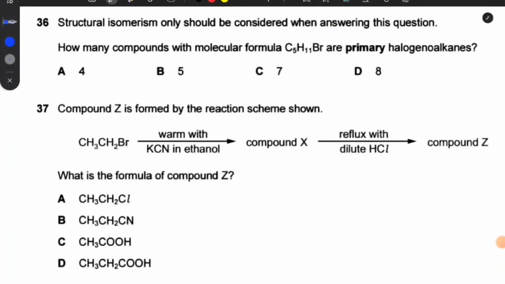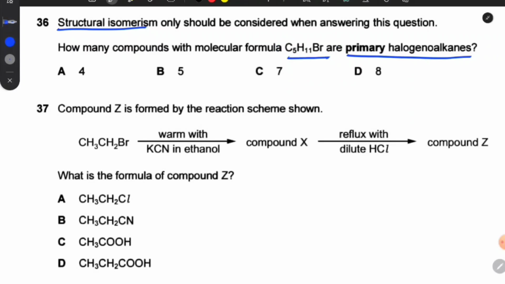Question number 36. Structural isomers only should be considered when answering this question. How many compounds with this molecular formula are primary halogenoalkanes? Now we know, what are isomers? Isomers are those with the same molecular formula but different structural formula. And we need to know how many primary halogenoalkanes can follow this molecular formula.